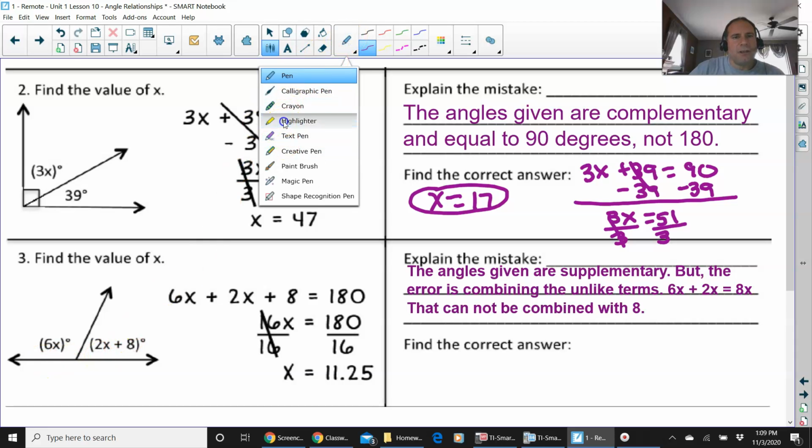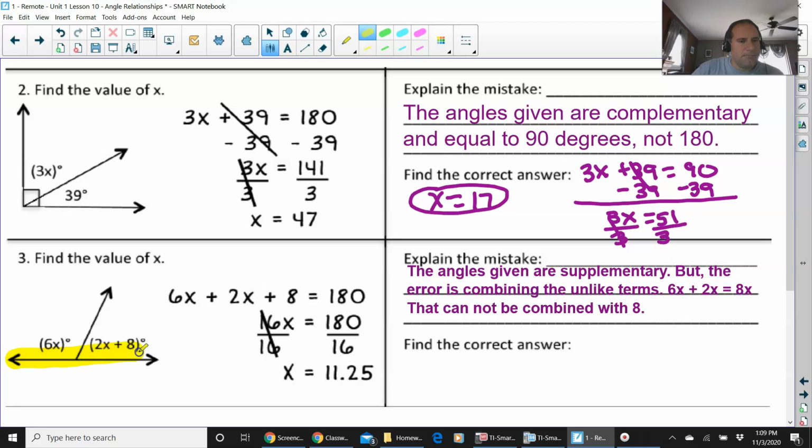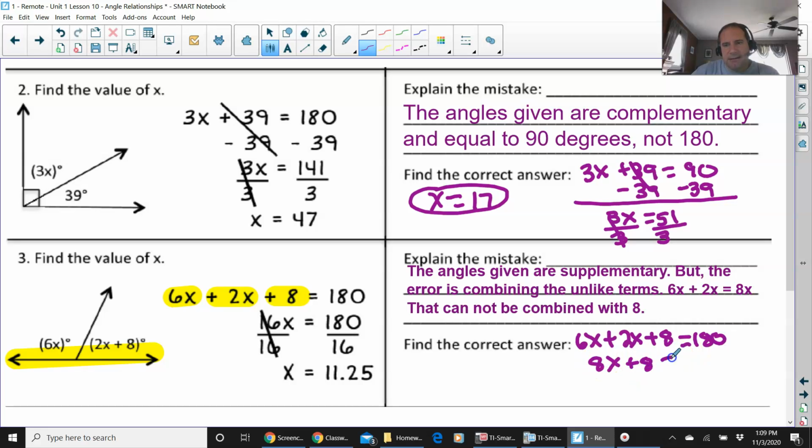Number 3, the mistake is this is a straight line. So that's 180 degrees there. The angles are supplementary, but the error is combining the like terms. We have 6x plus 2x, but that person also adds the 8x for the 16x, and that is not correct. So they combined unlike terms. They had the right equation going, right?